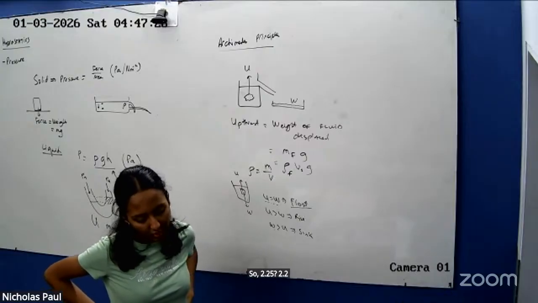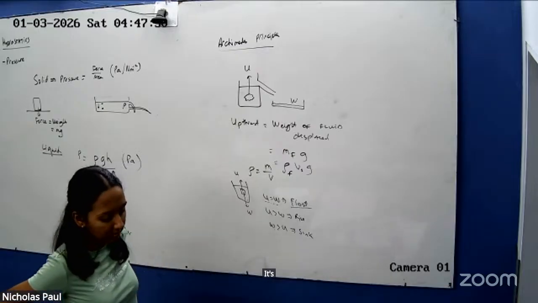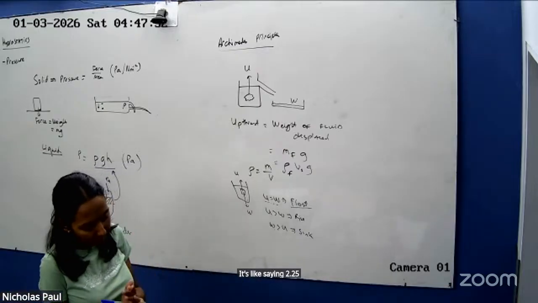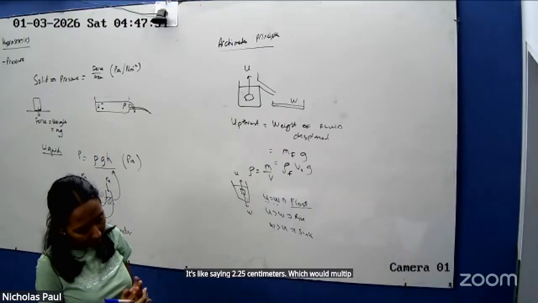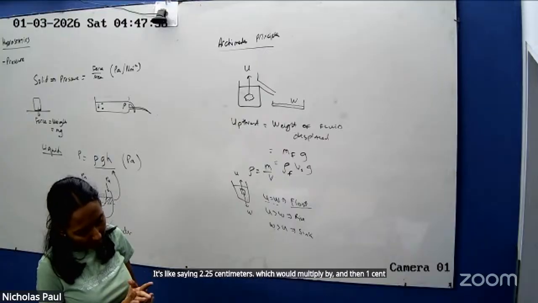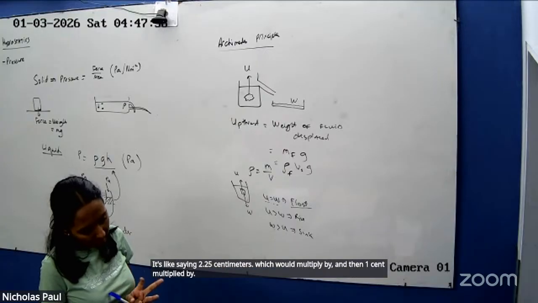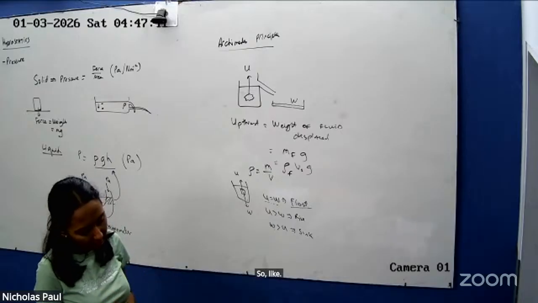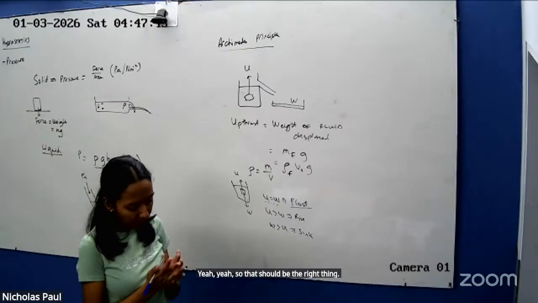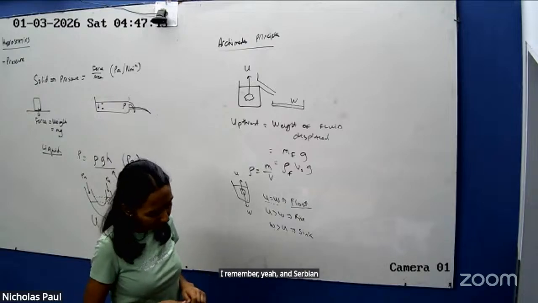2.25 centimeters squared is like saying 2.25 centimeters, which you would multiply by, and then 1 centimeter, which you would multiply by. So it's like multiplying them together. Yeah, so that should be the right thing. But remember your answer being in meters, and then we are going to divide it by.